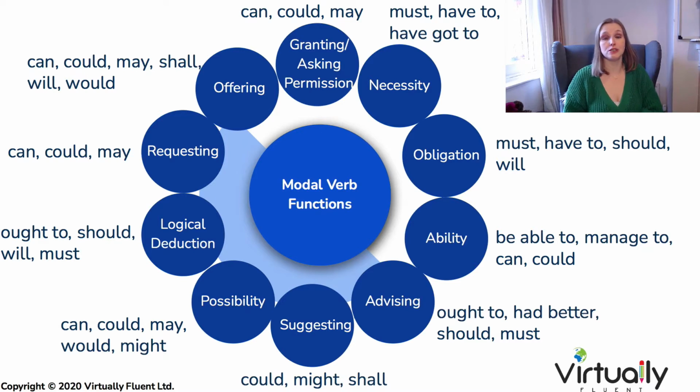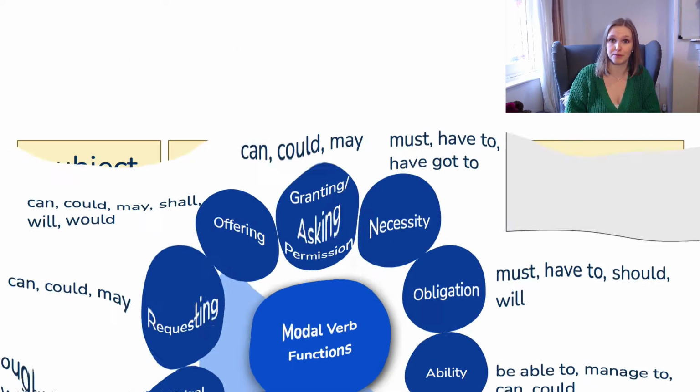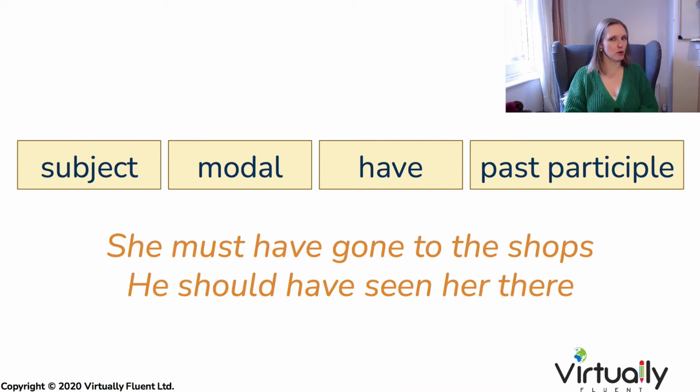But what we're going to do today is put them into their past forms. This can happen not for every single modal verb, but certainly for most of them. Now, the pattern to convert any modal verb into its past form is to have your subject, then the modal verb, which does not change. Then we insert the word have, and it's always the same, not has, always have, and finally our past participle. For example, she must have gone to the shops, he must have seen her there.